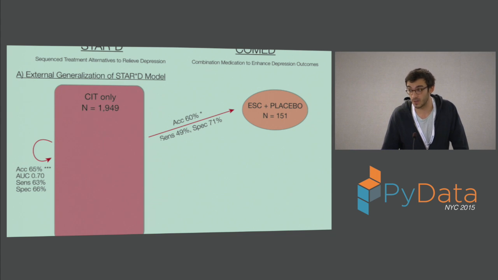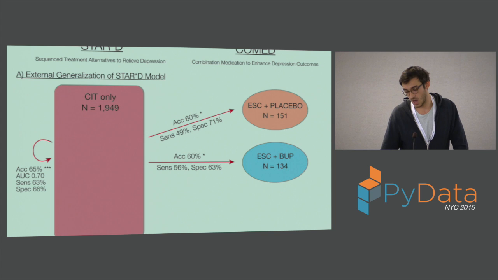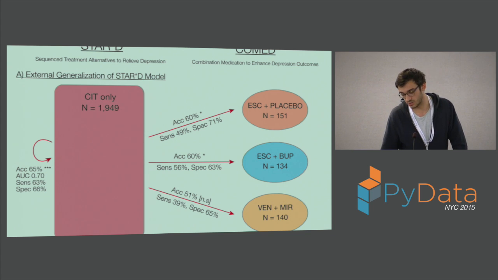The model did have above chance accuracy when we tested it on a similar antidepressant. It also worked when that antidepressant was combined with a different antidepressant, but it did not work in a third treatment arm where patients took a combination treatment of 2 different classes of drugs.